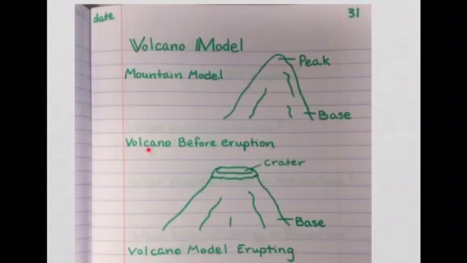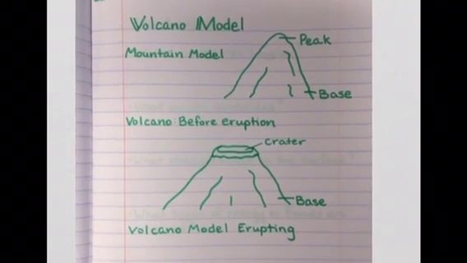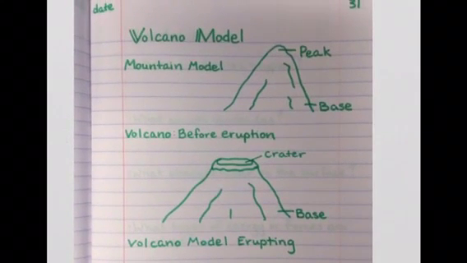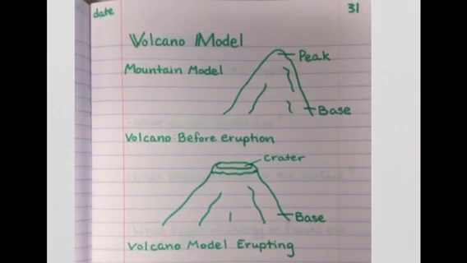Okay, and then we're going to draw a volcano before the eruption. Okay, and we'll have a top that's going to have an opening called a crater, and we still have the base. And then if you'll just put the title of volcano model erupting, after we get to do the experiment tomorrow, we'll draw in that together. So pause the video and get all of this done onto page 31, please.